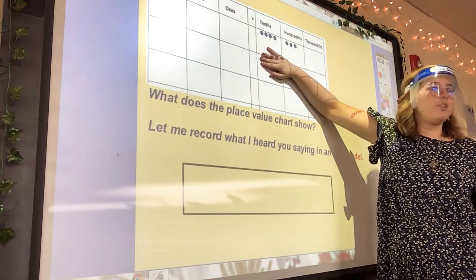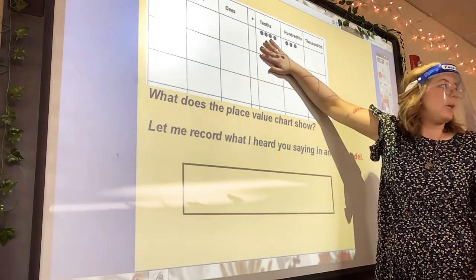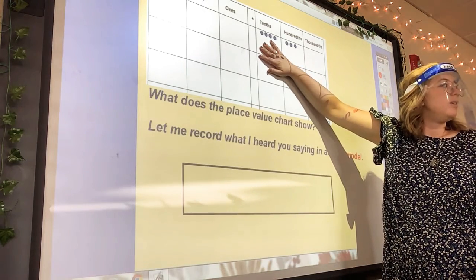Okay, people who are looking down, you're just looking up here. You don't need to be erasing your board. You don't need to be messing with it at all. You're just looking up here. Okay, Maddie?